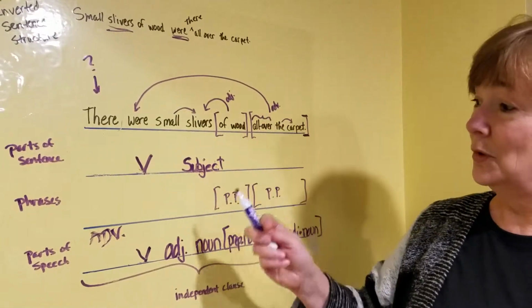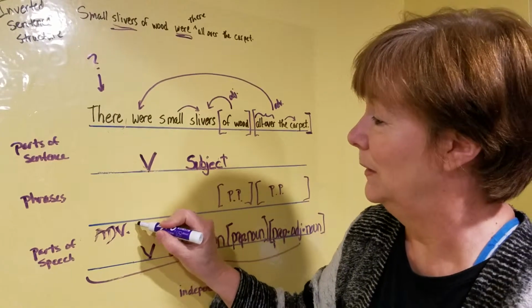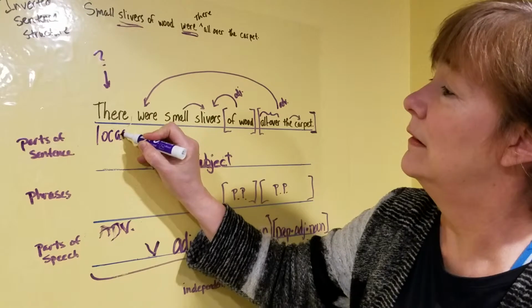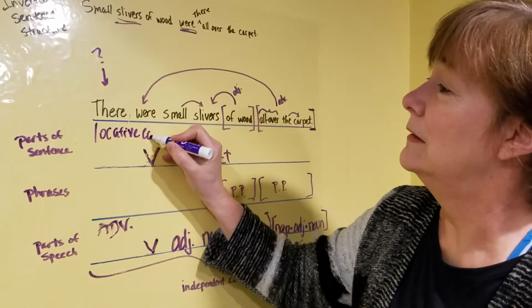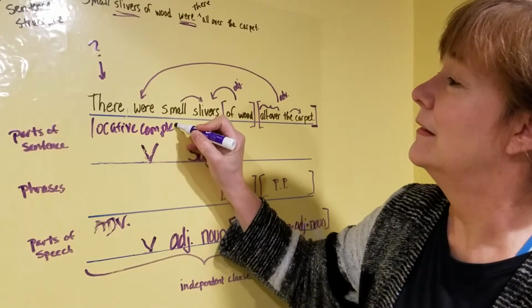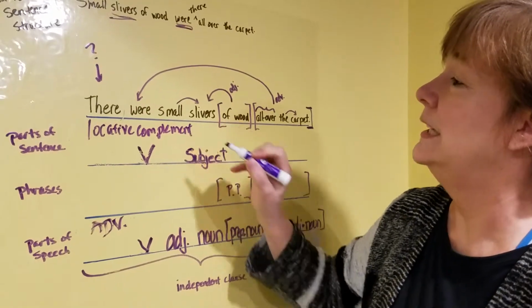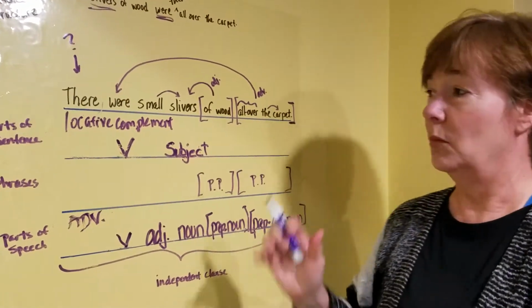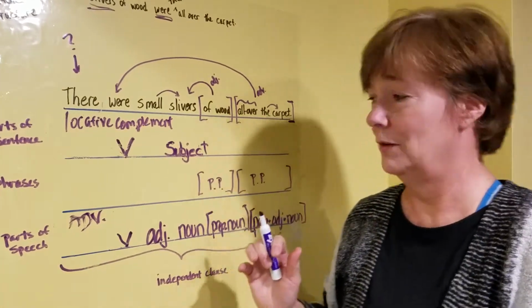So if that's true, then we have this adverb, and in the sentence it's a locative complement. And you have your typical linking verb structure of subject, linking verb, complement. So if the sentence weren't inverted.